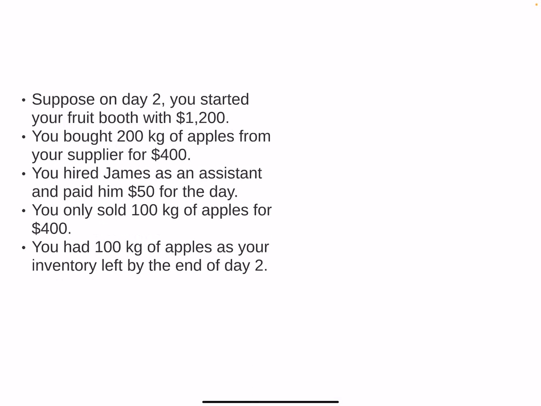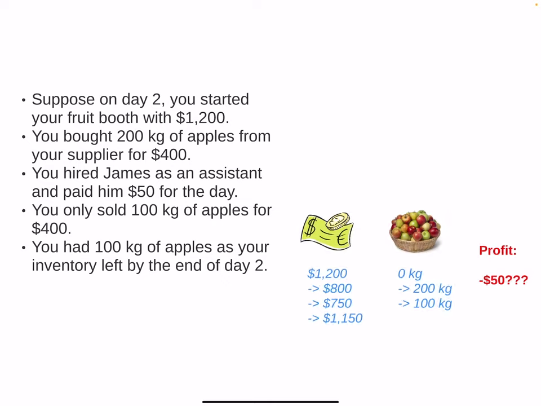In our second scenario, suppose on day two, you started your fruit booth with $1,200 from yesterday. You bought 200 kg of apples from your supplier for $400. You hired James as an assistant and paid him $50 for the day. You only sold 100 kilograms of apples for $400, and you have 100 kg of apples as your inventory left by the end of day two. On the right hand side, we can see that the cash count goes from 1200 to 800, then to 750, and then tops at 1150. In terms of apple inventory, we finish the day with 100 kilograms remaining. If you would like to calculate your profit for day two, could that be a loss of $50?